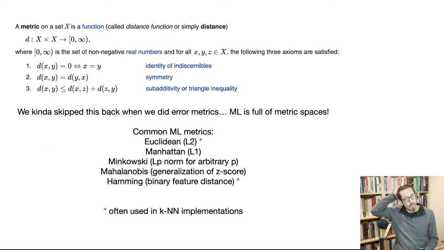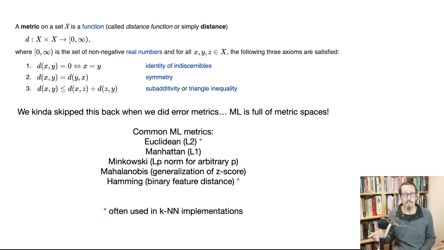Okay. But I want to introduce something that I probably should have covered previously, which is the idea of a metric space or a metric function, right? It gets used over and over again in machine learning. When we did error metrics and talked about mean squared error, that's a metric space. What is a metric space? How does this work? Essentially, for something to be a metric, it has to have three qualities, right? The distance being measured is equal to zero when x and y are the same point.